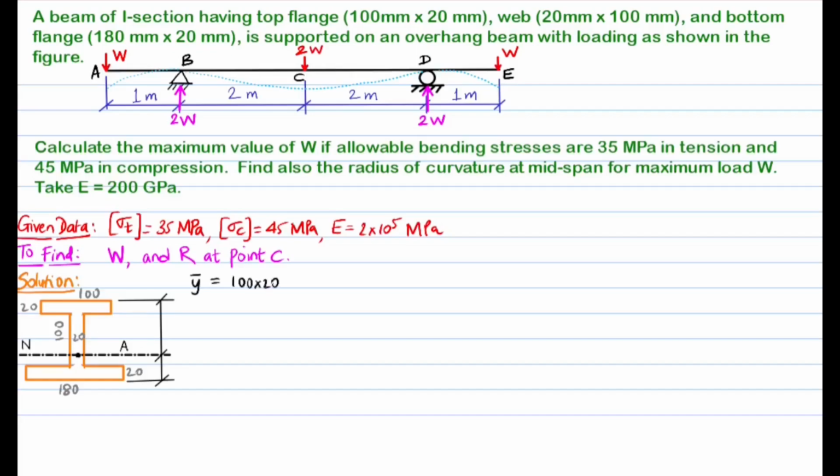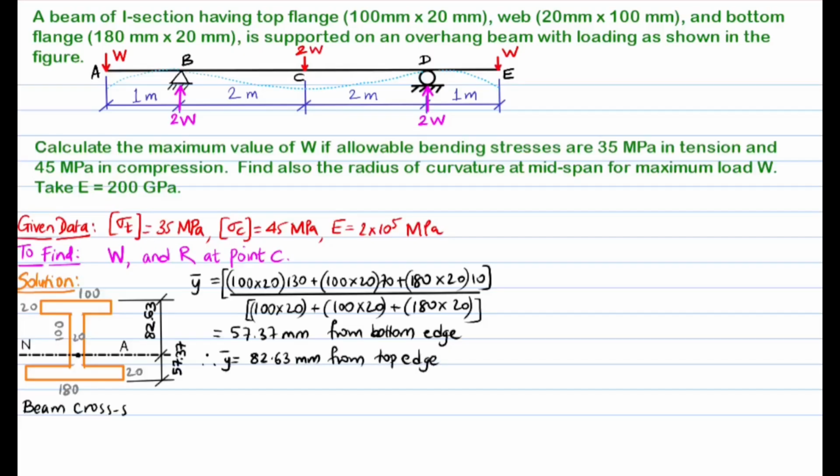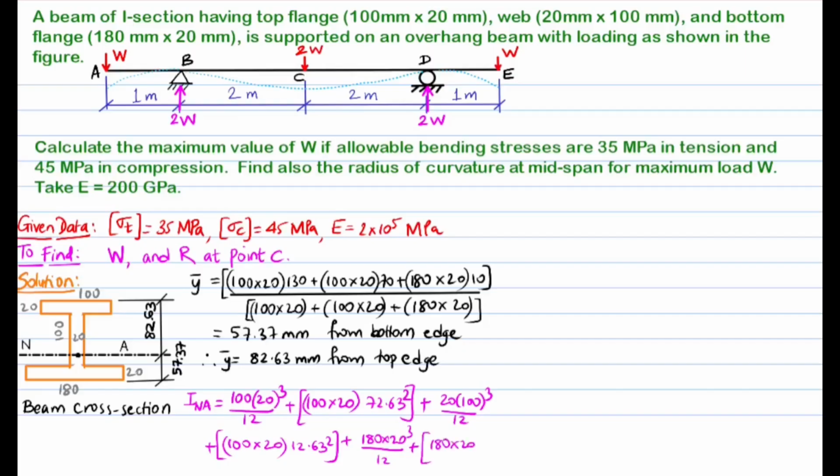Using the formulas to find the centroid and the area moment of inertia about the centroidal or neutral axis, we get the respective values as y bar from the bottom is equal to 57.37 millimeters rounded off to 2 decimal places. Hence, y bar from the top is equal to 82.63 millimeters and I about the neutral axis or x-axis is equal to 20.8 times 10 to the power of 6 in millimeter to the power of 4 units.